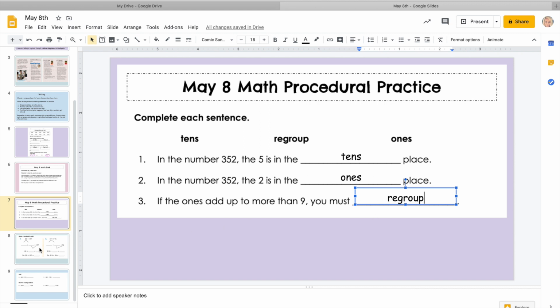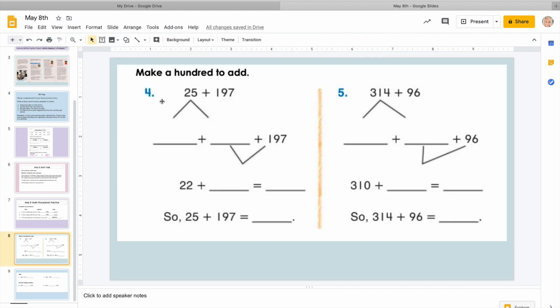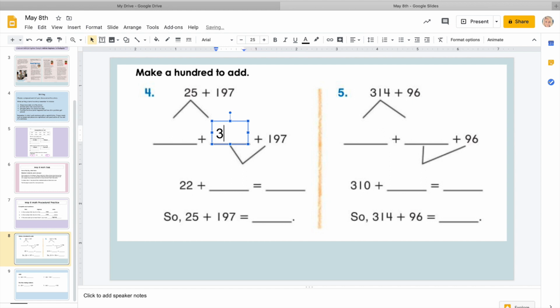And then we have a little bit of review from earlier this week, where we need to make 100 to add. Okay, remember, we need to fill out this diagram making 100. So we have 25 plus 197. Well, 197 is 3 away. It's almost to 200. It's 3 away. So we're going to borrow some from 25. We're going to decompose 25, break that apart to make 200 and make it easier to add. So we know that we need 3 to make 200. So we're going to put a 3 on this portion of the diagram.